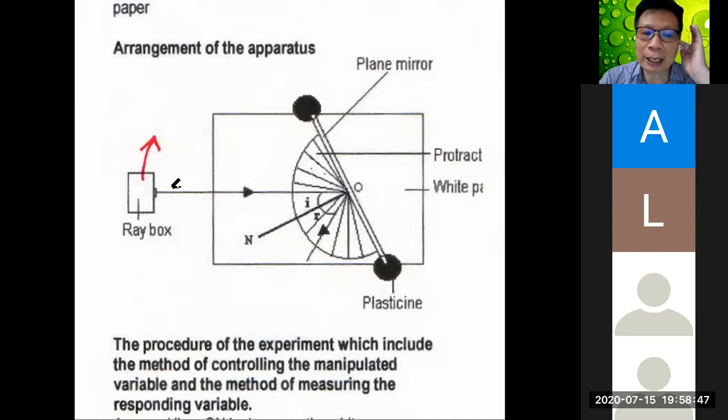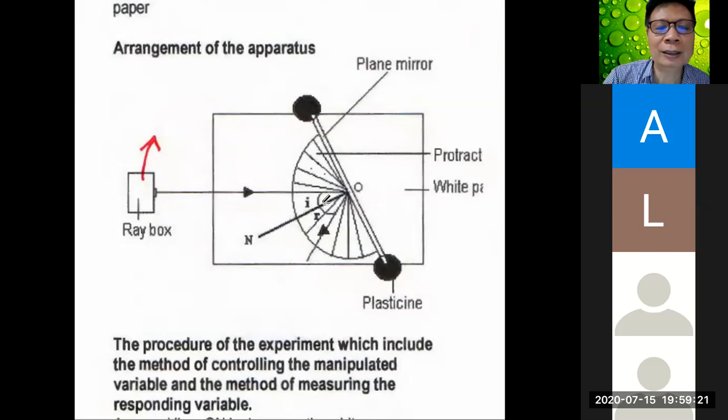Our experiment is like this: control this angle. Let's say you start with this angle, 15 degrees. You can push this one up, push down, you can adjust the angle. So you start with an angle of incidence of 15 degrees. Then you allow the light to go, the light reflects. Then you measure the angle of reflection. Definitely you will get the same answer. When this angle is 15 degrees, you will get the reflection also 15. So it's proven the law of reflection is correct.